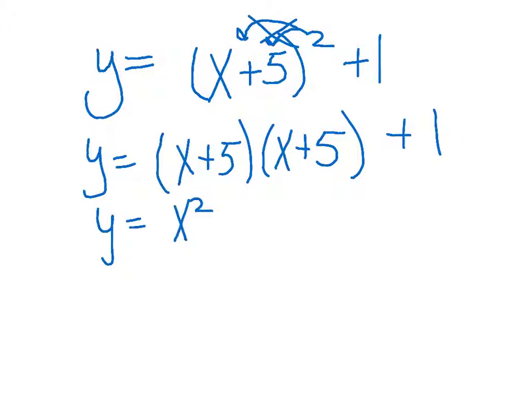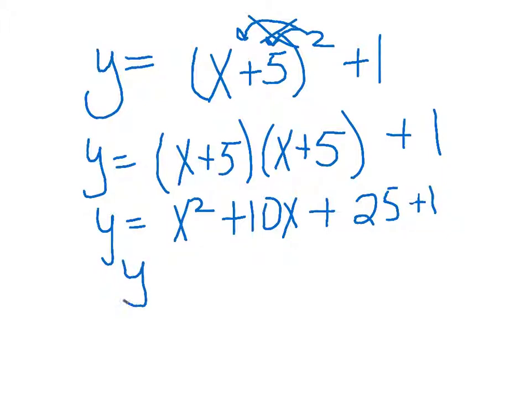So we have x squared, and then 5x plus 5x is plus 10x. Then 5 times 5 is 25. And we have plus 1 out here. So that's a very messy plus 1. Let me see if I can clean that up a little bit. That is y equals x squared plus 10x plus 26.